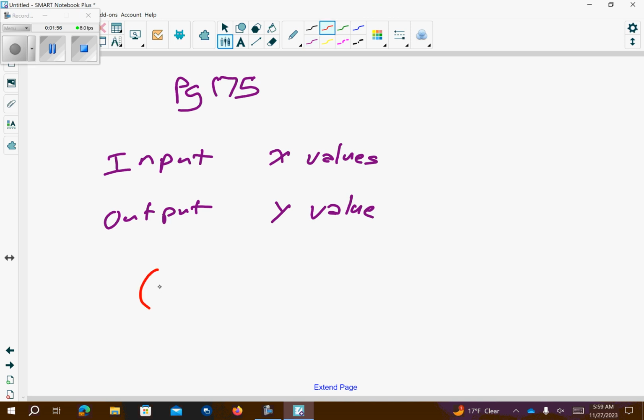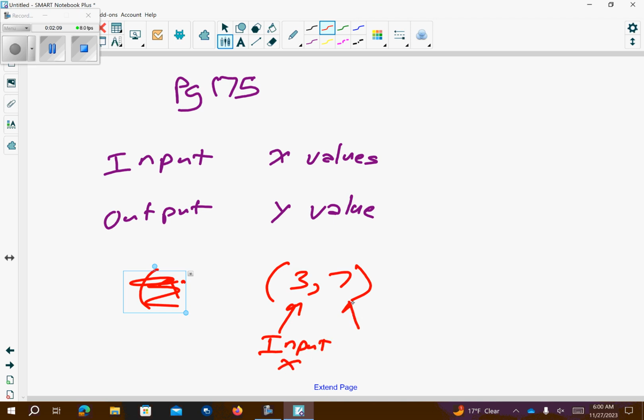So if I had a point, let's do 3 comma 7. My input is 3 because that's an x value. My output is 7 because that's a y value.